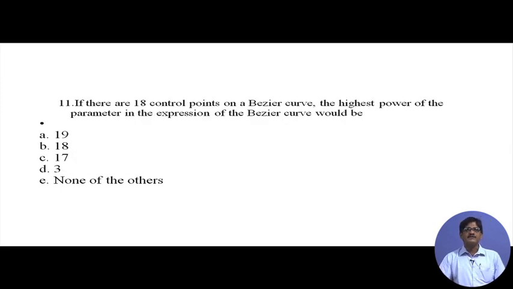If there are 18 control points on a Bezier curve, the highest power of the parameter in the expression of the Bezier curve would be 19, 18, 17, 3, none of the others. Here we have already studied that if there is a Bezier curve with n number of control points, its highest power would be n minus 1. So, C is the correct answer.